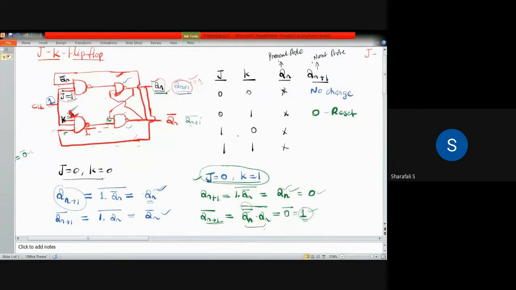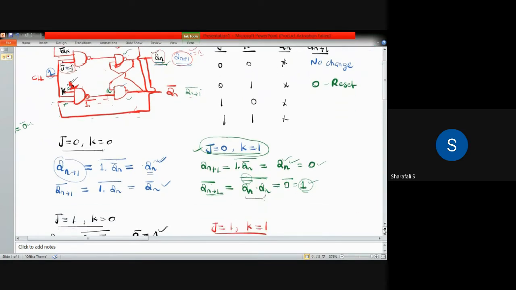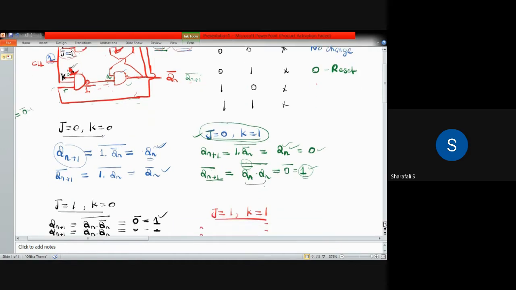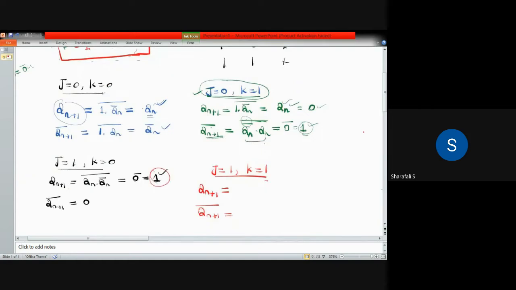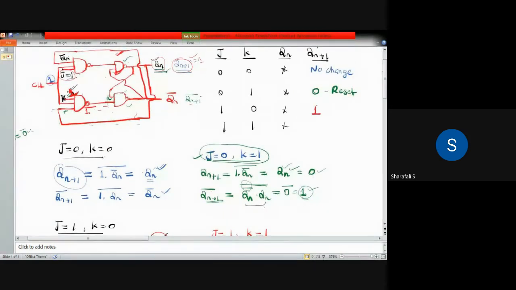So when you consider this, it is the J equal to 1, K equal to 1 state. Here we have 1, 0. So this will be giving you Qn, which is equal to 1. In that case, this will be equal to 1.